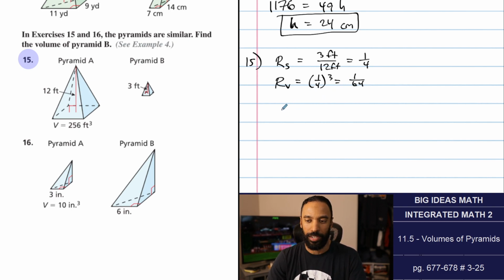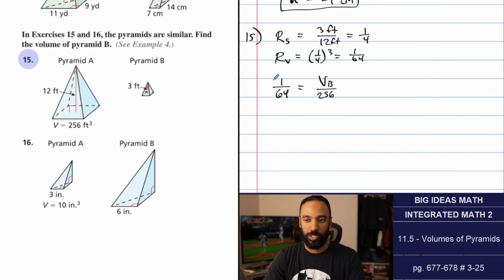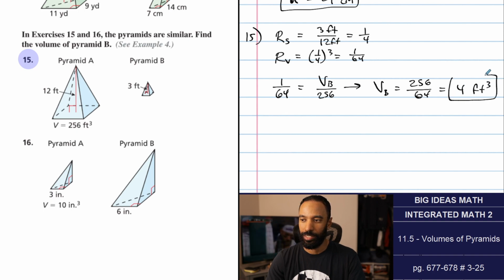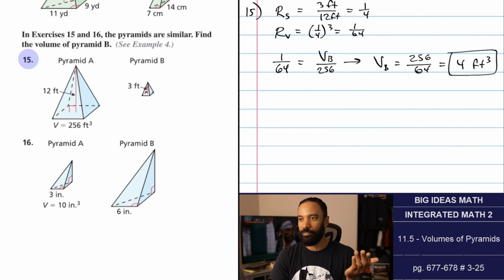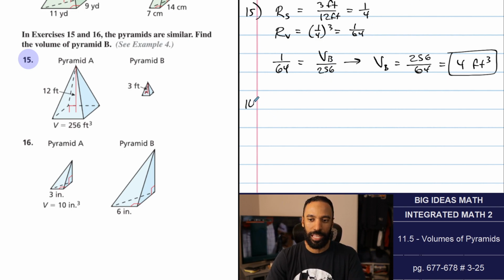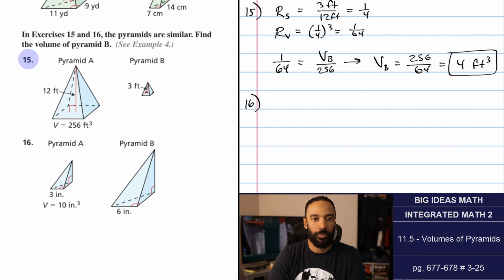But if you want a setup of that, whatever this B to A is in terms of volume, 1 to 64, then this B to A is volume of B and volume of A, and that's cubic feet. Multiply both sides by 256, you get exactly that. Volume of B is 256 over 64, which is 4 cubic feet. Now, there are other ways to do that if you want to divide the heights by 3, but if I gave you something else that you couldn't discern, that's the way that you're going to go about it, and you should go about it that way.